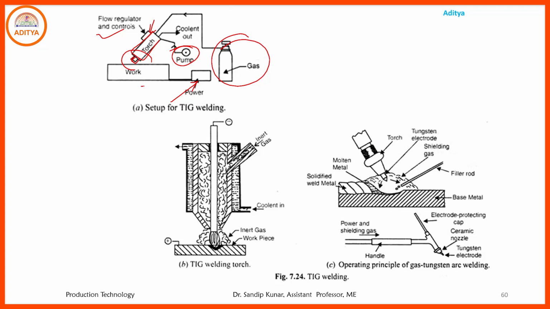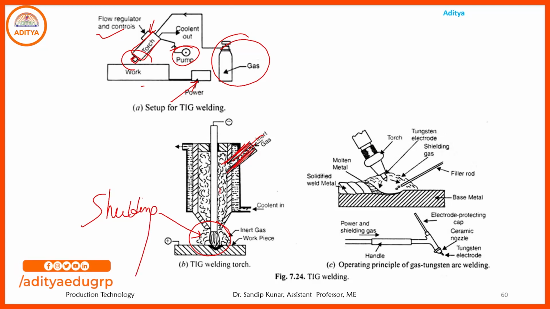In the setup for TIG welding, here we see the inert gas. Through the hoses we supply the inert gas, and the inert gas comes to the welding zone and creates the shielding zone. It helps protect the molten metal from reacting with oxygen, and that is the inert gas shielding. The inert gas creates the shielding zone, and that is the workpiece.